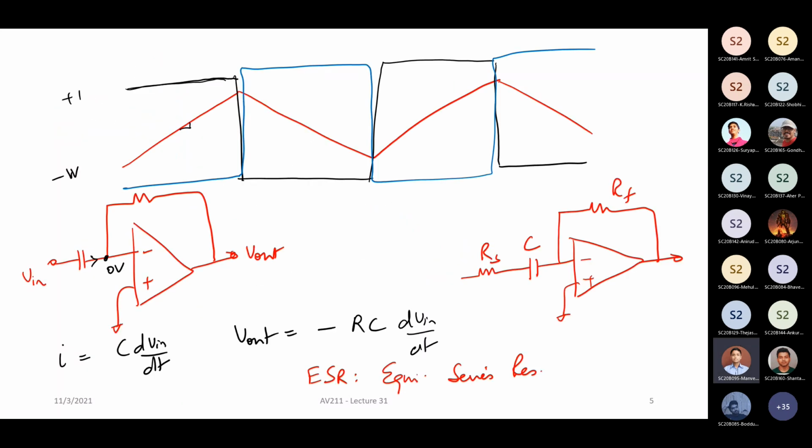So just derive this, and you will know. It's the same concept. Basically, you find out what is the current I. Here it is Vin divided by the impedance of the series combination of RS and C.